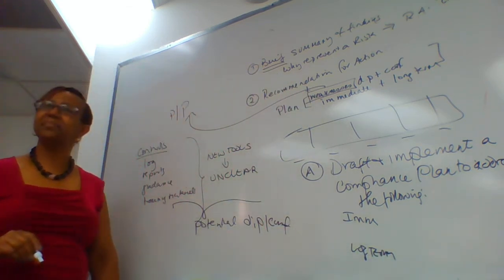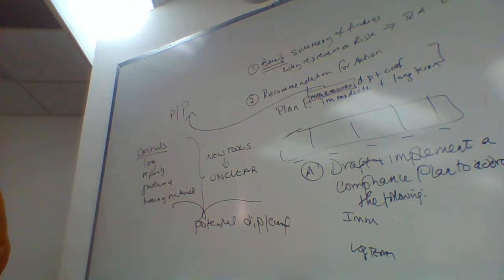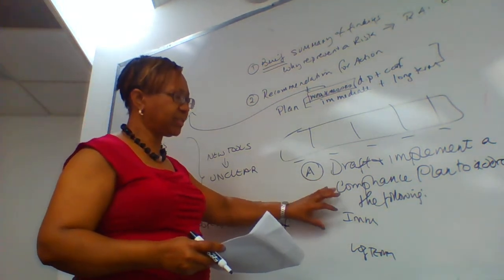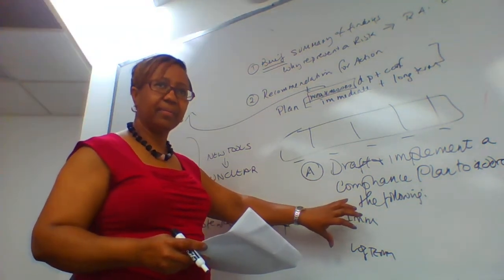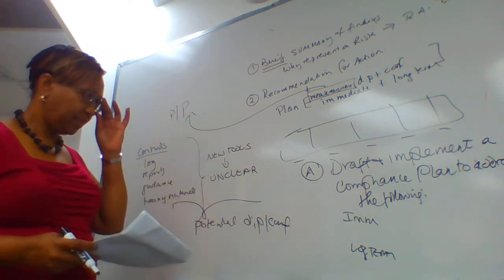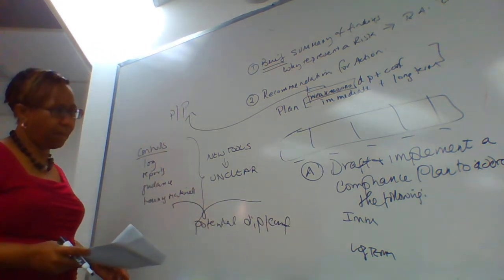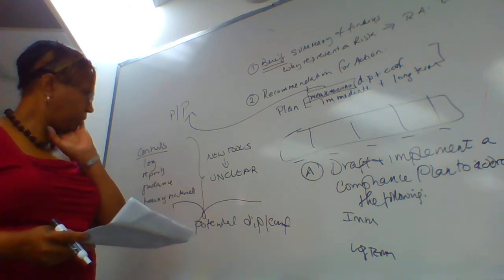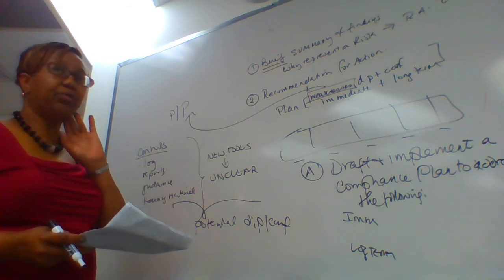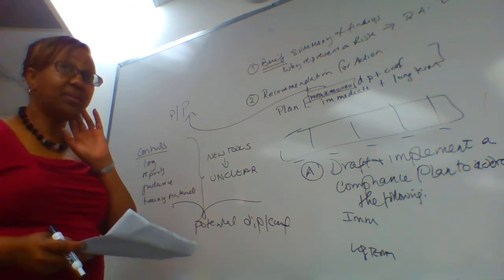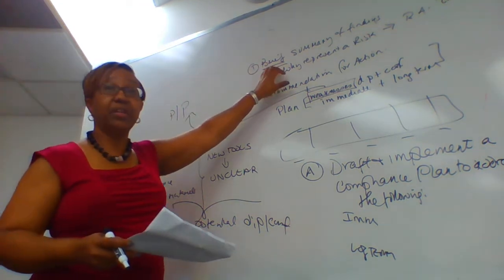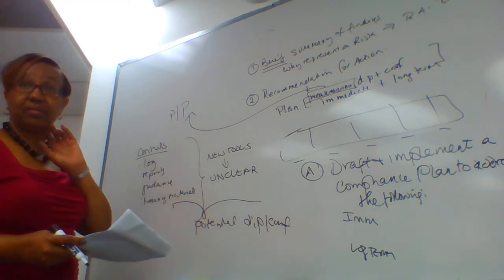You need to give them a plan. That's the first thing to do. You tell them, we need to draft and implement a compliance plan to address the following. The plan will include all of my controls, all the problems. Your plan is how you're going to address all the issues. These are your recommendations for each issue that you identified in your risk assessment.